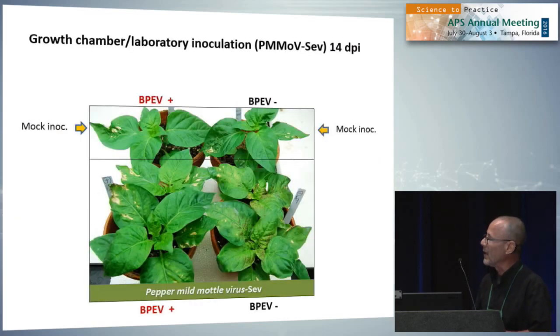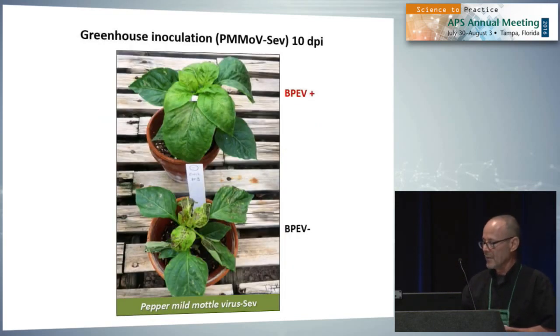Finally, I have an isolate from the field that I collected a couple of years ago of pepper mild mottle virus, and notice that the line that contained the endornavirus reacted with mild mosaic when this virus is inoculated. However, the line that is endornavirus-free reacted with mosaic and necrosis. That occurred also in the greenhouse.